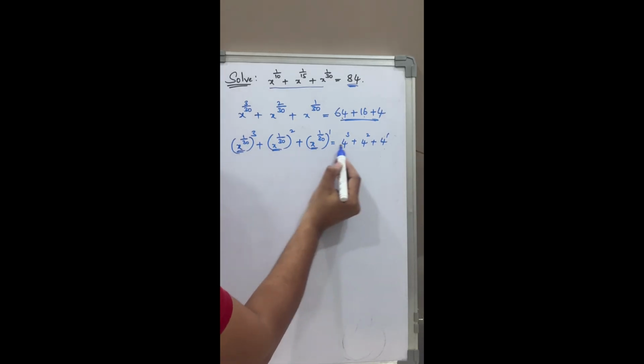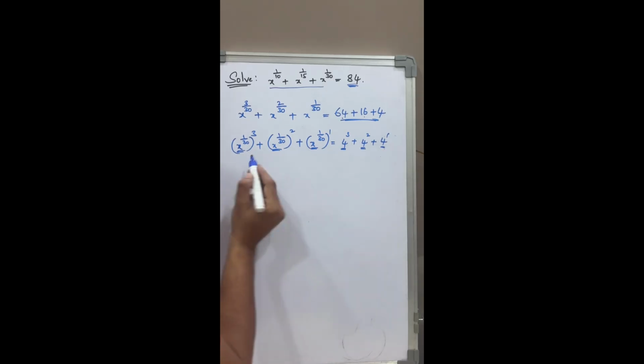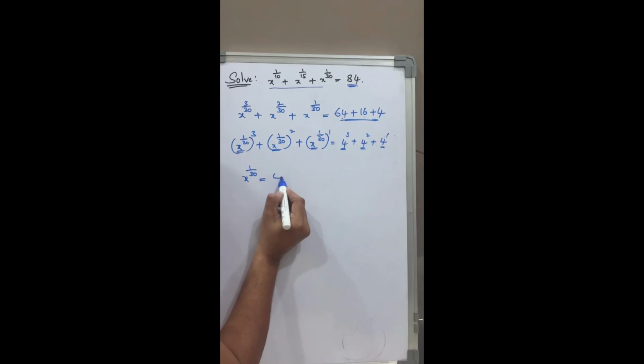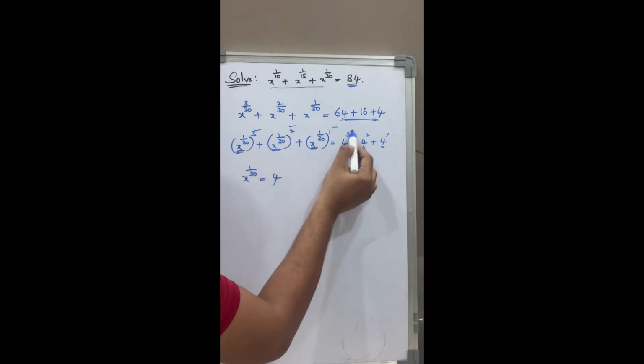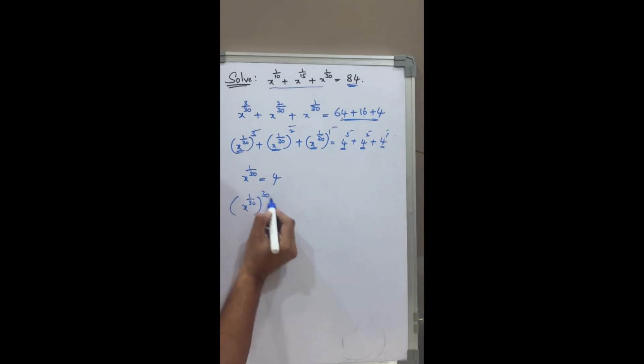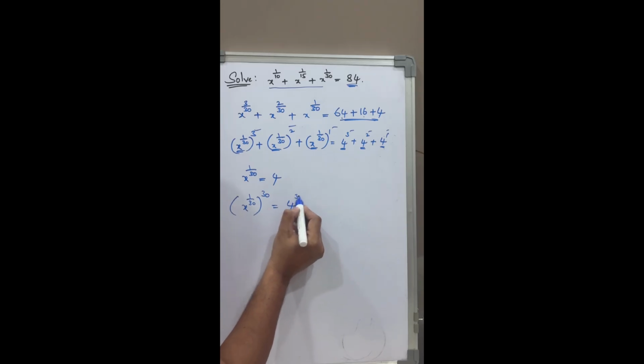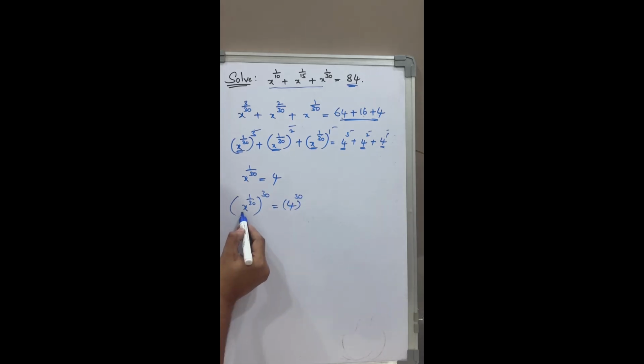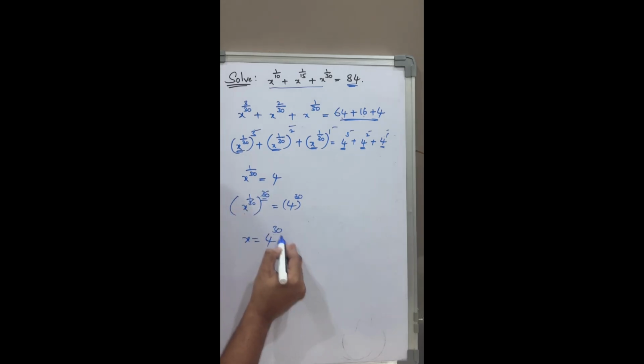So when you compare LHS and RHS, x^(1/30) is equal to 4, right? Whenever the powers are equal on both sides. So I can write this as (x^(1/30)) whole power 30 is equal to 4^30, by taking both sides power as 30. So 30 gets cancelled here. So x is equal to 4^30.